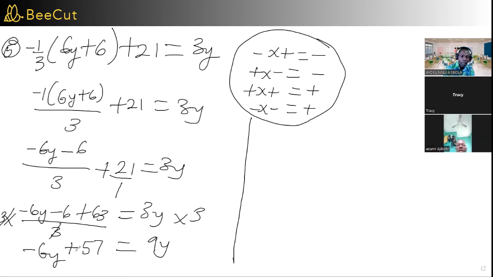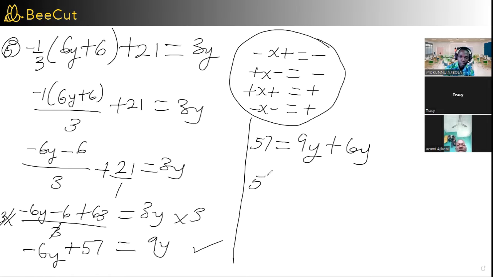So I have this as my next line. Then I will have to bring the y together so that the number can be on one side. The number I have here is 57. So I have 57 equal to 9y plus 6y. Why is it plus 6y? It's negative here. When you change it to the other side, the 9y becomes positive.